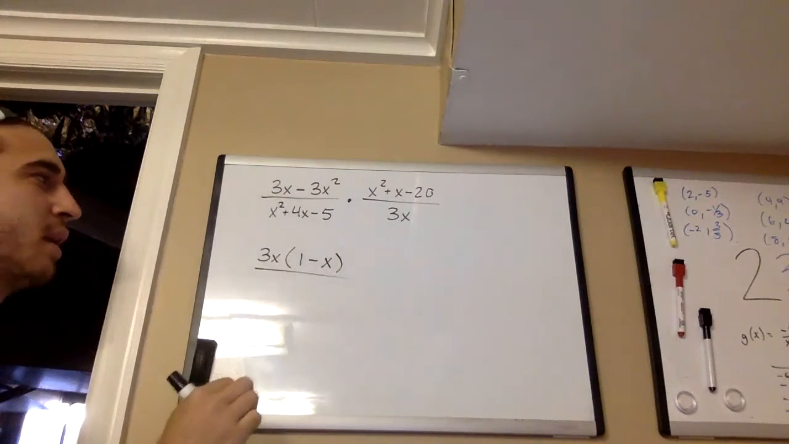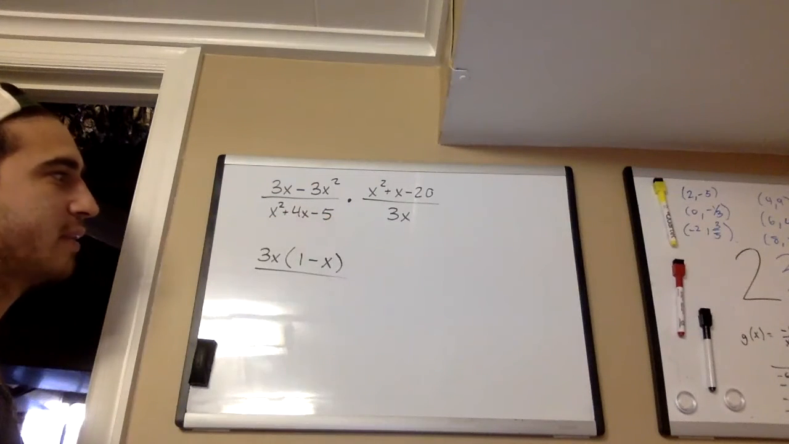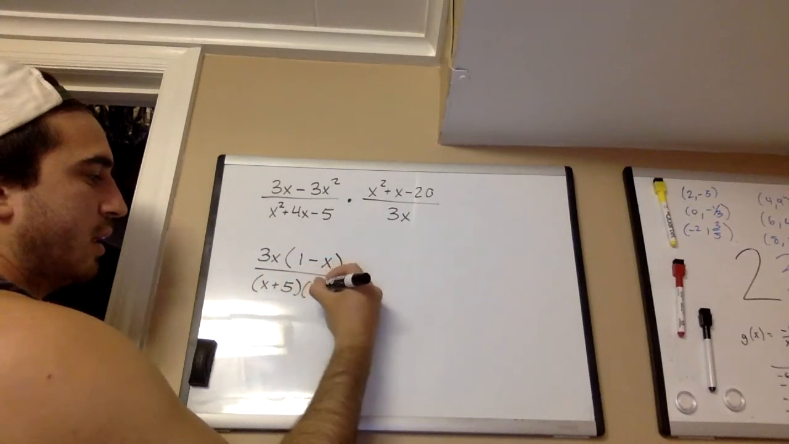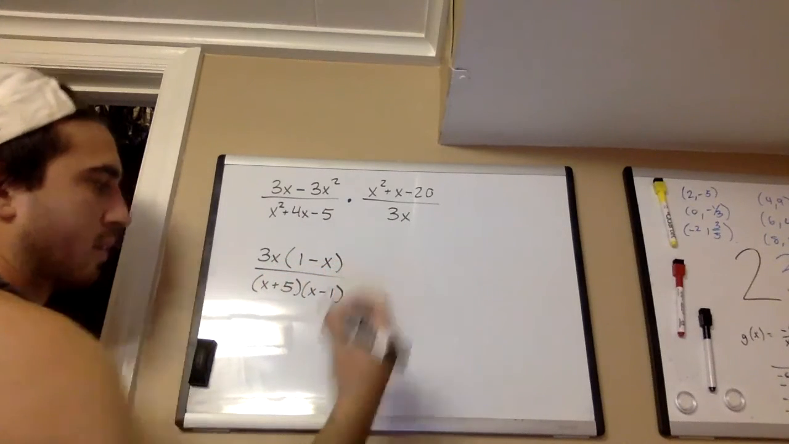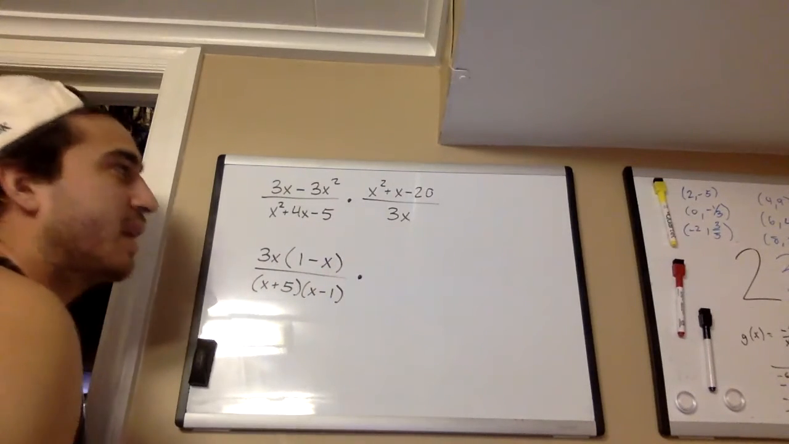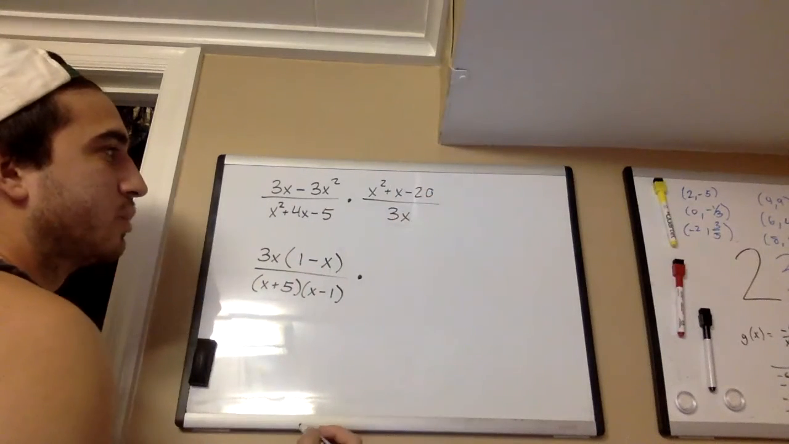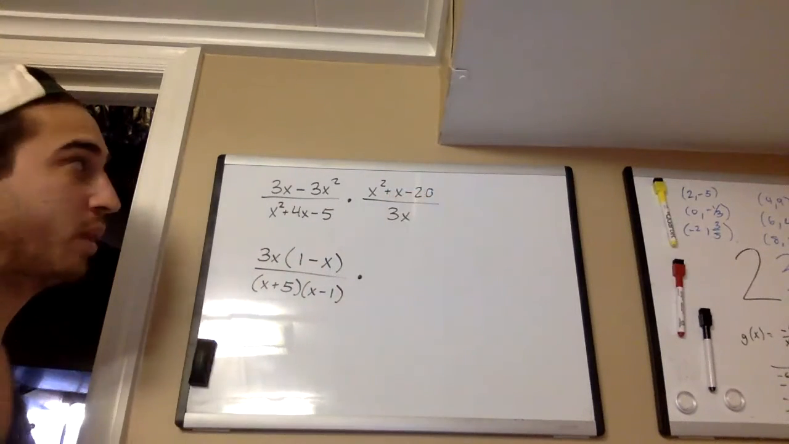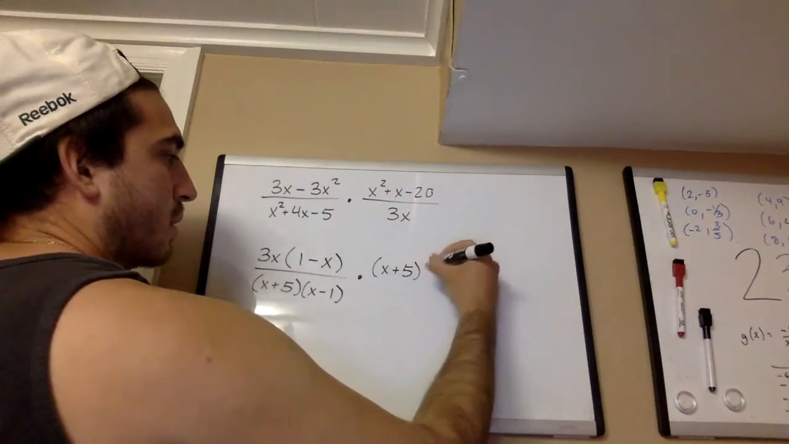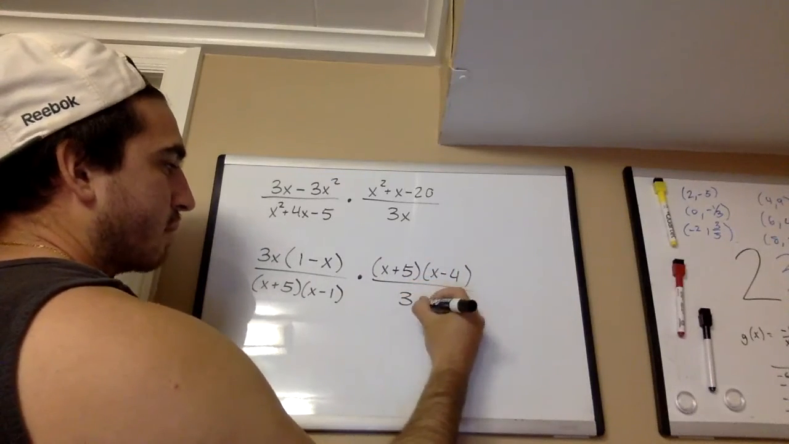Now I'm going to factor this. There is no GCF, so I'm going to find two numbers that multiply to negative 5 and add to 4. And I got them. It's going to be x plus 5 and x minus 1. Moving on, if we go up here, once again, there is no GCF, but it is a trinomial. I have to find two numbers that multiply to negative 20 and add to 1, because technically there's a coefficient of 1 there. Once again, it's x plus 5 and x minus 4. And then on the bottom here, we get 3x.